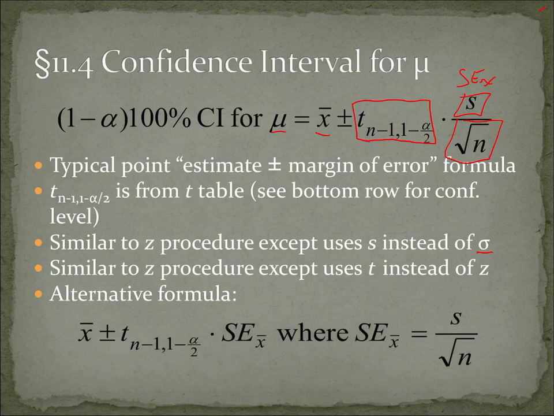And the alternative formula, just like we stated, I kind of wrote it up here. Instead of saying the standard deviation divided by the square root of n, we could just replace it with the standard error of x, and since we don't know the standard deviation of a known population, we're just using it from the data set that we collected.